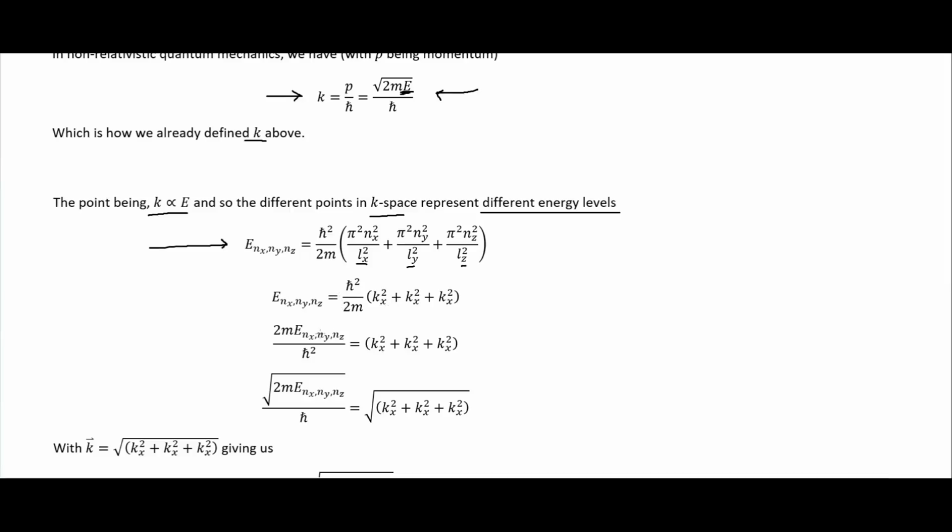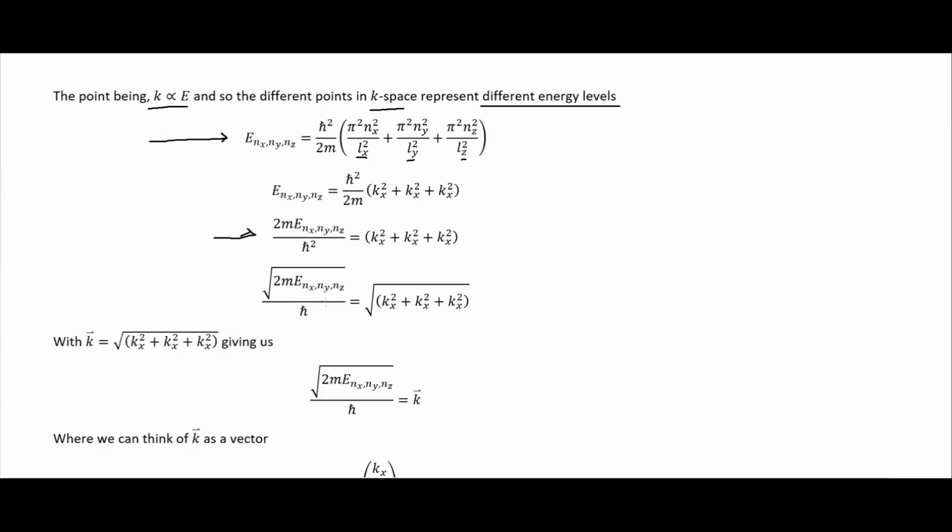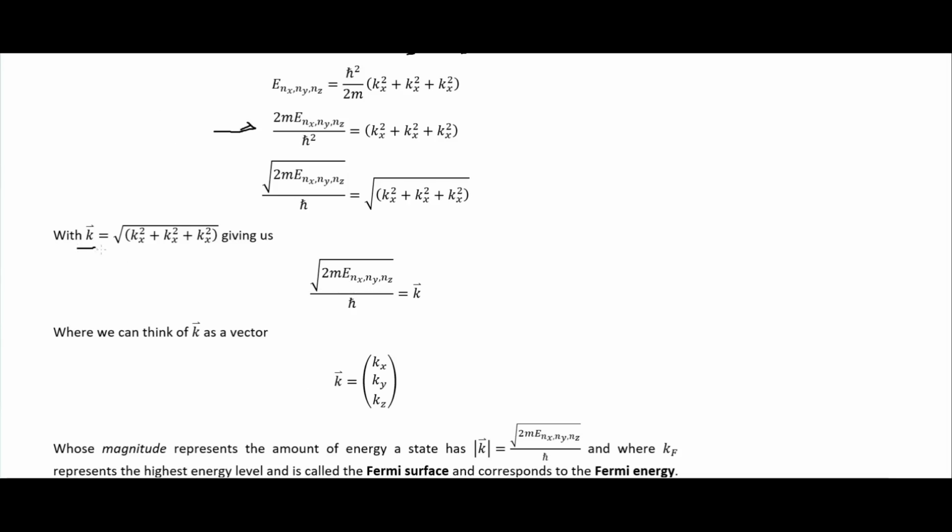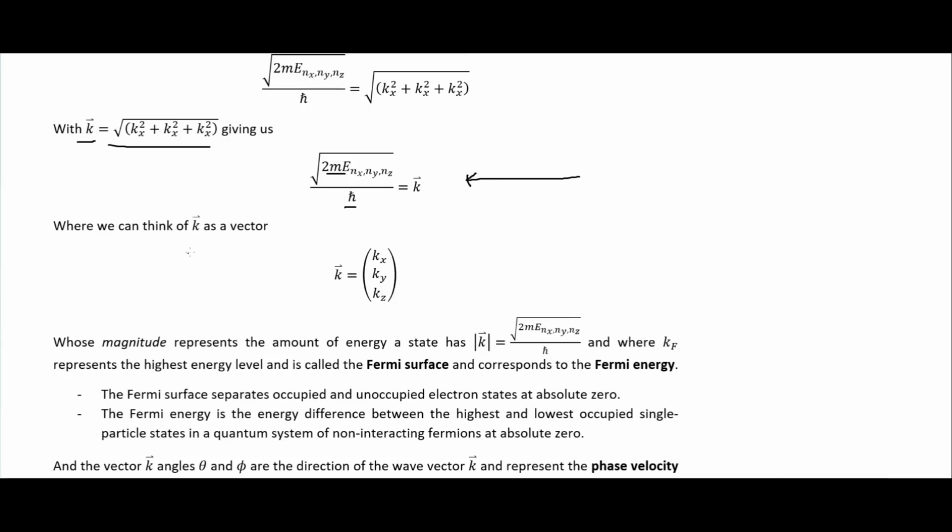Then we multiply both sides by 2m, divide both sides by h bar squared. We get this. We take the square root of both sides. We've already defined our k as this because this is just the Pythagorean theorem in 3D space. And so we end up getting this, which is our k is equal to the square root of 2mE over h bar. And so, like I said, we can think of this k, and I've even put it here in vector form with a little arrow over it, as a vector where the magnitude of the k is the energy.